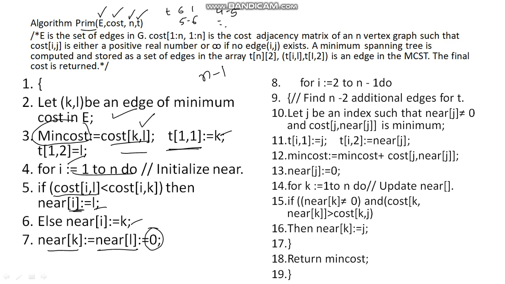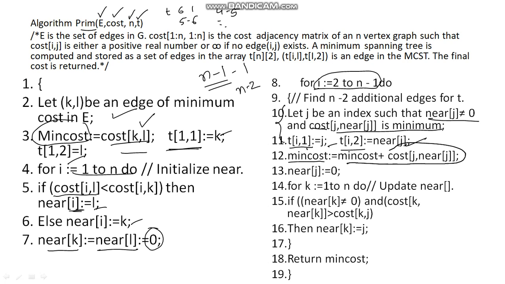Total number of edges you have to select is n minus 1. Out of that, 1 is selected. Now remaining is n minus 2 edges, and these are the n minus 2 times this loop executes. So here what we do is we select an edge, let j be an index such that near j is not equal to 0. We have discussed this one previously, and the cost of j comma near j is minimum. So if it happens, then what we do is T of I1 in an array we store j, and T of I2 we store near of j.